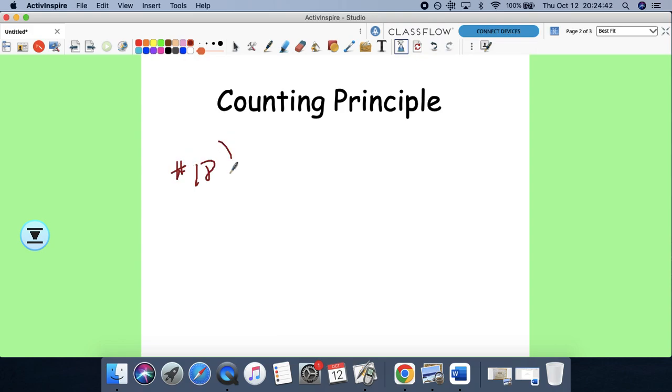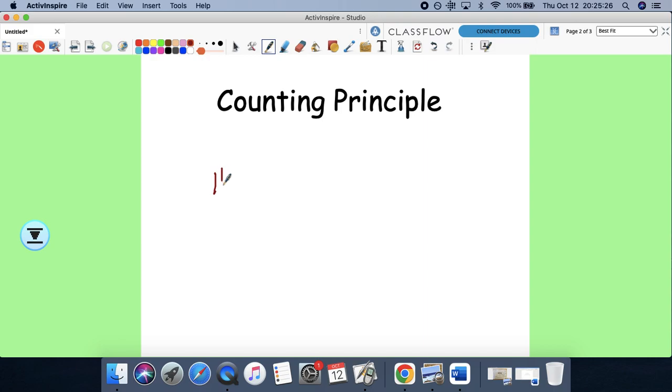18. In a math competition, the first place winner gets 100, second gets 50, and third gets 25. 10 people can compete. In how many ways can the first, second, and third place finishers be decided? So again, you can use the fundamental counting principle. For first place, 10 people can come. If one of them is already in first, we have 9 people left. And likewise, for third place, we're only going to have 8 people left. So it's going to be 10 times 9 times 8, which is 720.